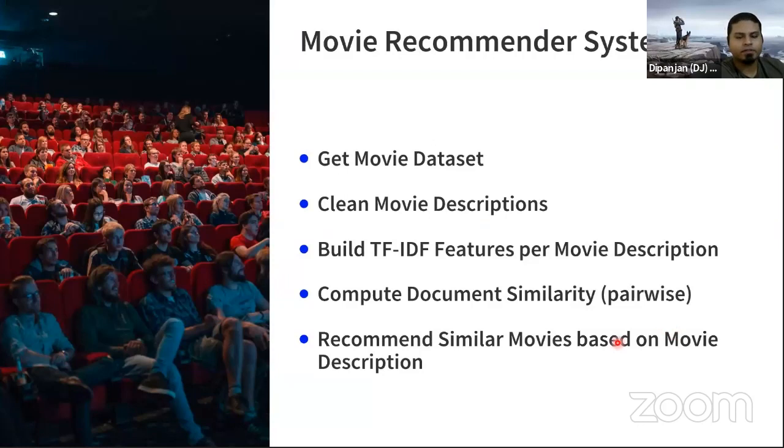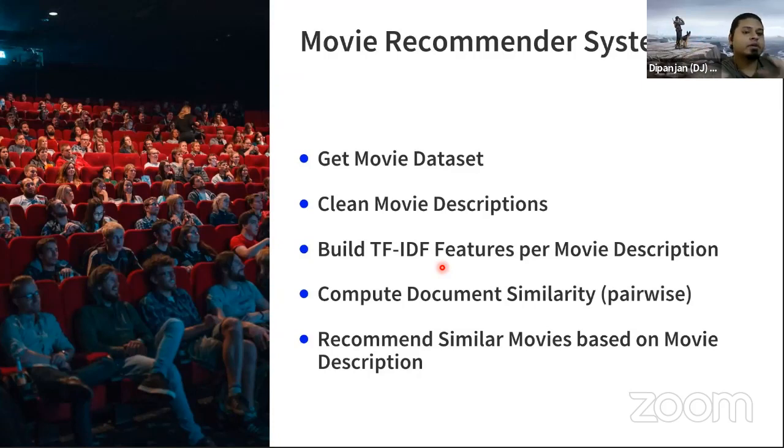So let's talk about our first hands-on example, the movie recommendation system. These are the key steps we will be following. We get our movie data set. We obviously have to clean the movie descriptions briefly because it is text data. You need to do the text wrangling. Remember that pipeline we talked about, the workflow. And once we clean these descriptions, we need to do the text representation step. That is where we build TF-IDF feature vectors for every movie description.